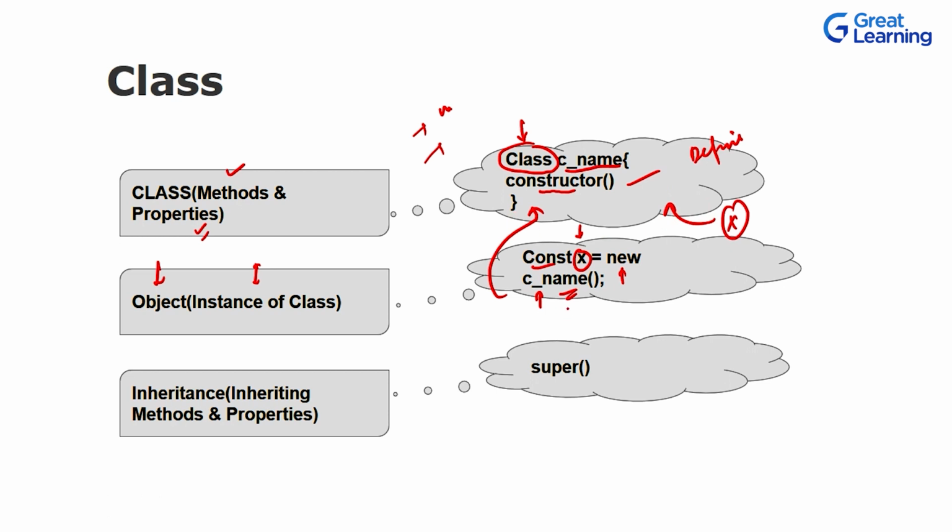Similarly, you have the super keyword. If there is inheritance, what do you mean by inheritance? That means there will be a parent class and there will be a child class. Now, if this child class wants to use either the constructor or the properties of the parent class, you have to use the keyword super for accessing them.